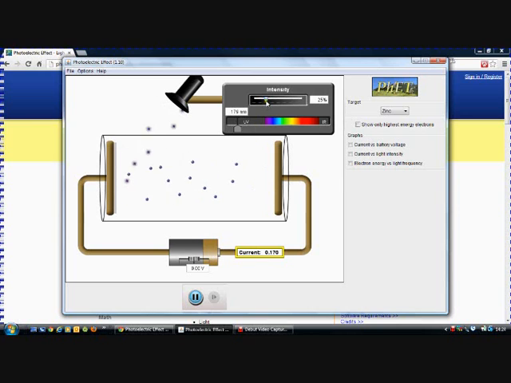What difference would it make if I increase the intensity? Well, think about what you're going to see here. More intensity means there's more photons. More photons per second means more electrons per second, and more electrons per second means more current.